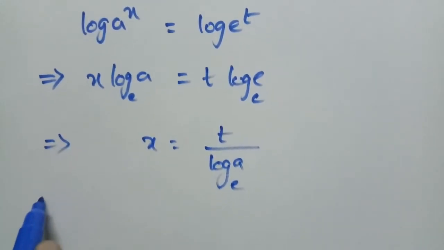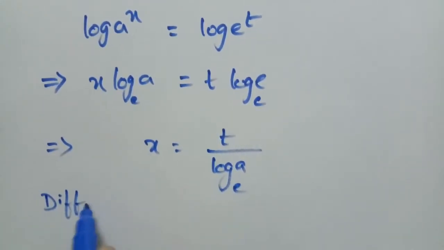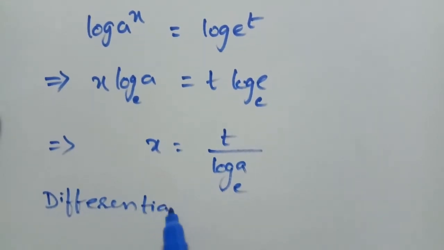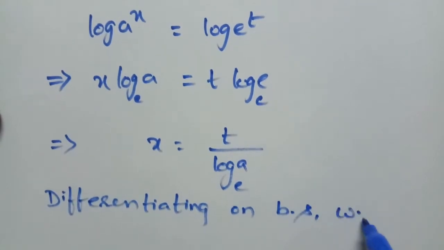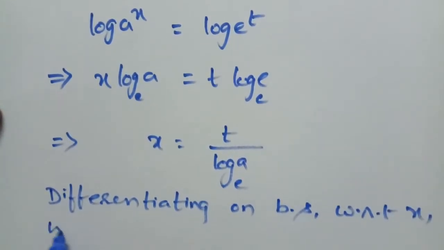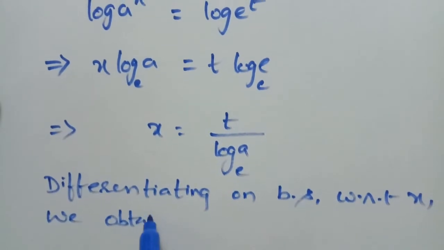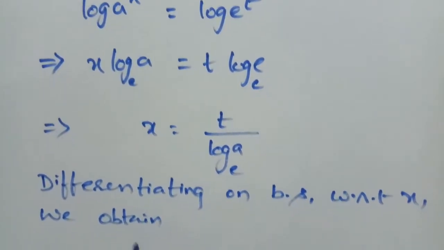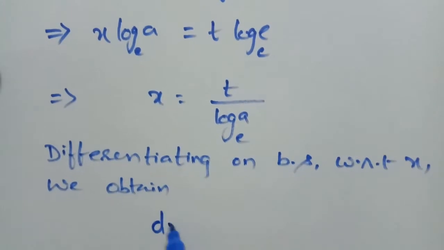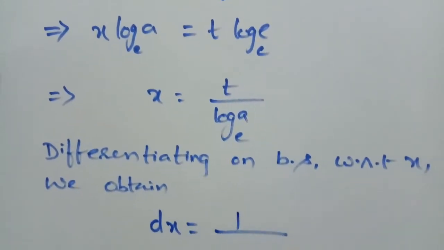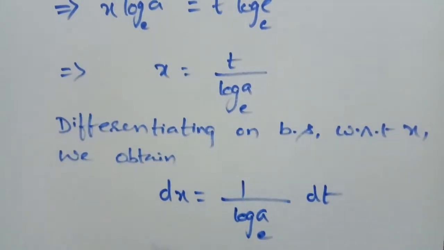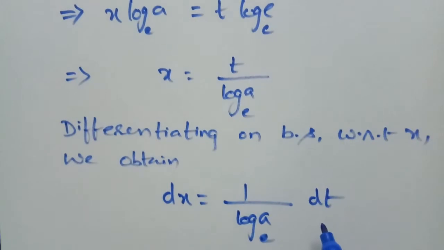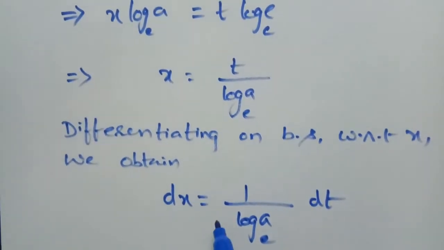Therefore differentiating on both sides with respect to x, we obtain 1 is equal to 1 by log a base e into dt by dx. By cross multiplication, dx is equal to 1 by log a base e into dt.